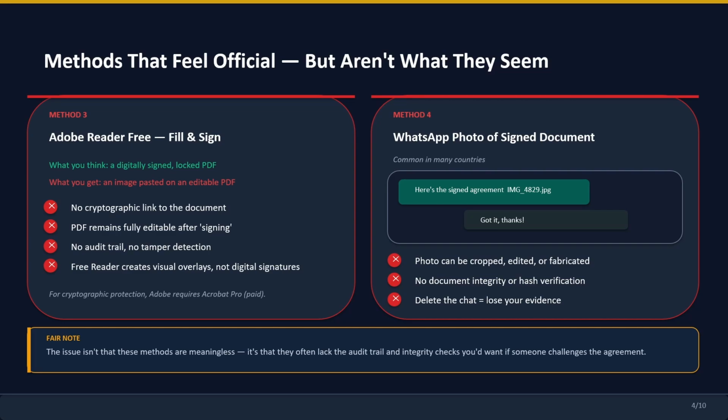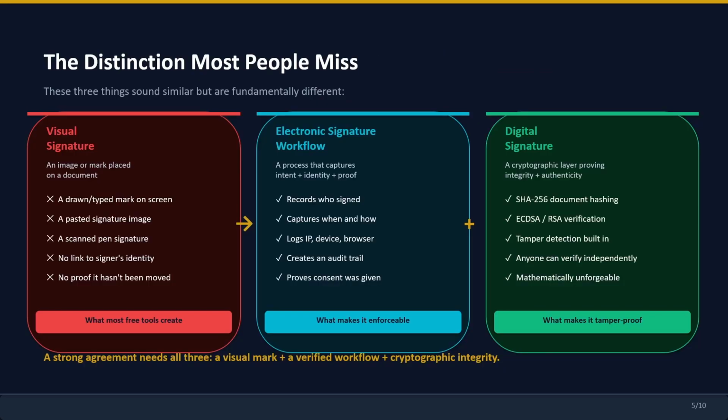Now, and this is important, in uncontested situations, many of these work fine. A signed scan or a WhatsApp photo often closes the deal and nobody disputes it. The weakness shows up specifically when someone challenges the agreement. That's exactly when you need your evidence to be the strongest.